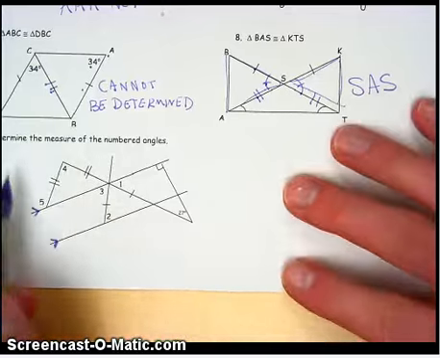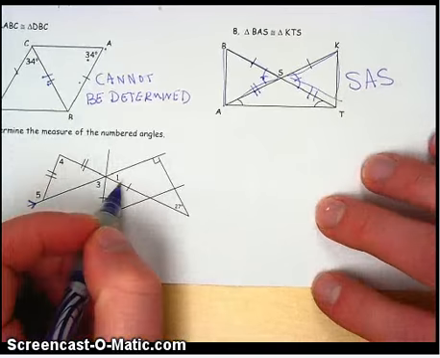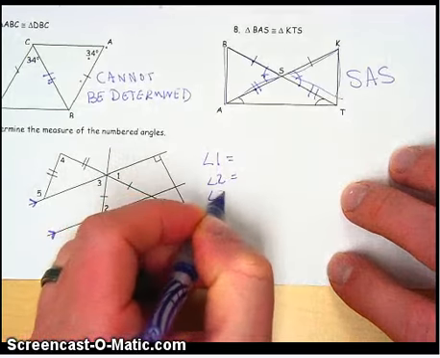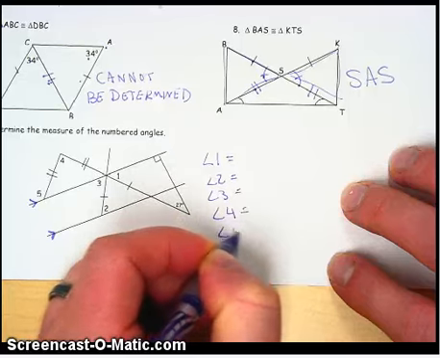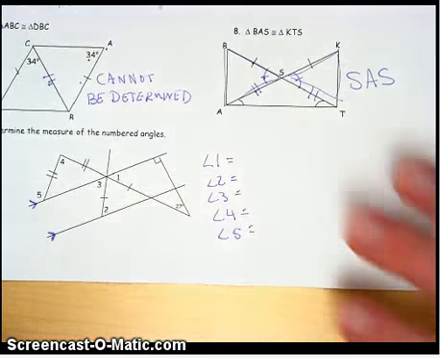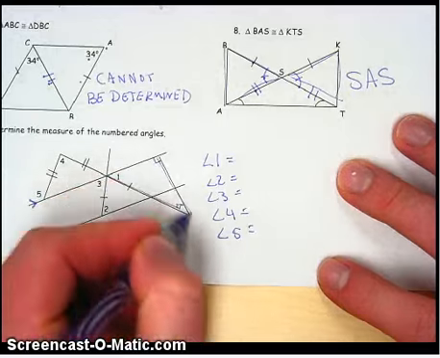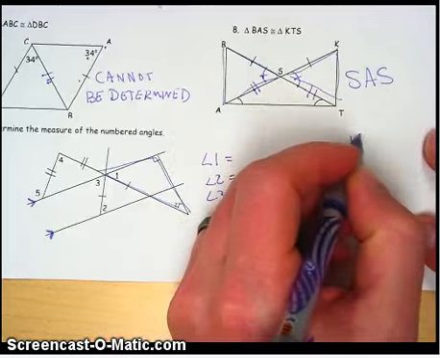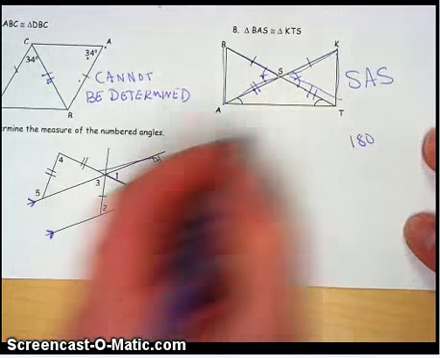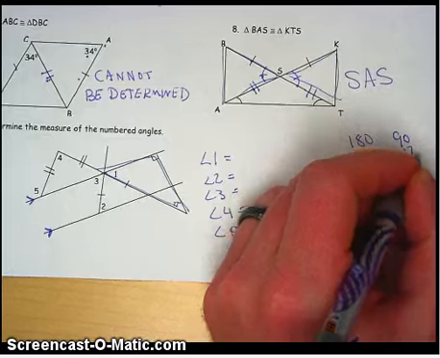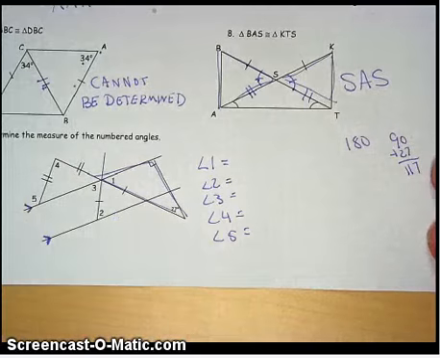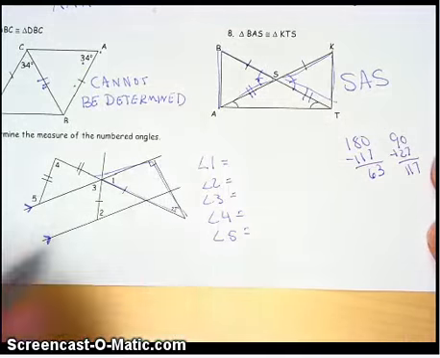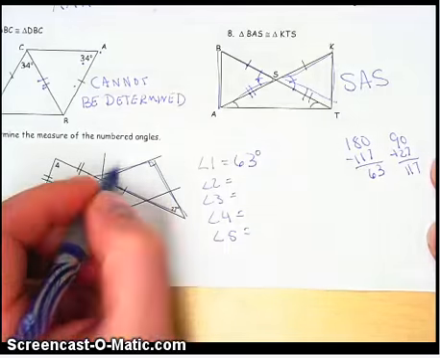All right, on this next one, okay, I want to find all these angles, so I want to find angle 1, 2, 3, 4, and 5. So if I want to find angle 1, I've got a triangle right here. So I can find that angle 1. I can just take that 180. I can do 90 plus 27 is 117. And then I can do 180 minus 117, 63. So angle 1 is 63 degrees.